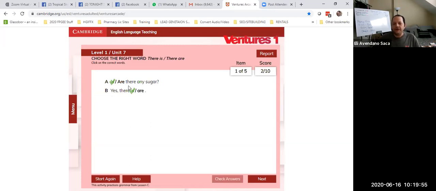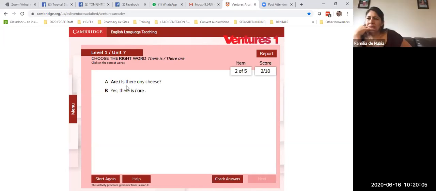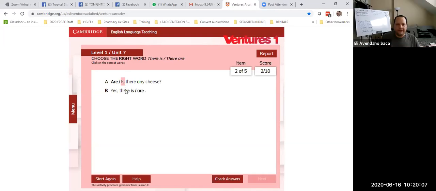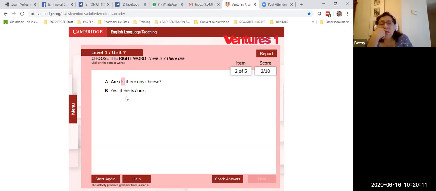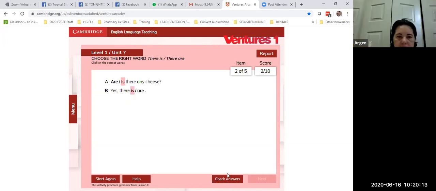Is there any sugar? Yes, there is. Next. Is or are there any cheese? Is there any cheese? And the answer is? Yes, there is. All right, very good.